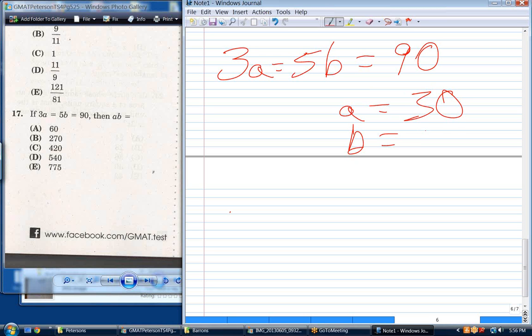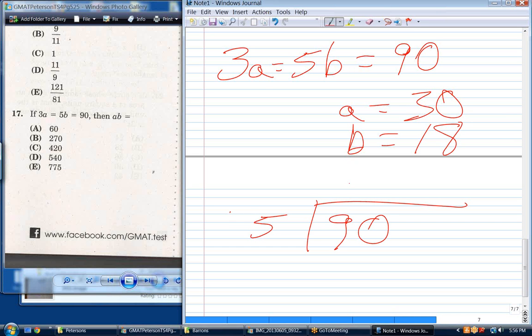Let's go through it. Well, 5 into 9 is 1. 1 times 5 is 5. Then you have 4 left. And then it's 8. It's 18.